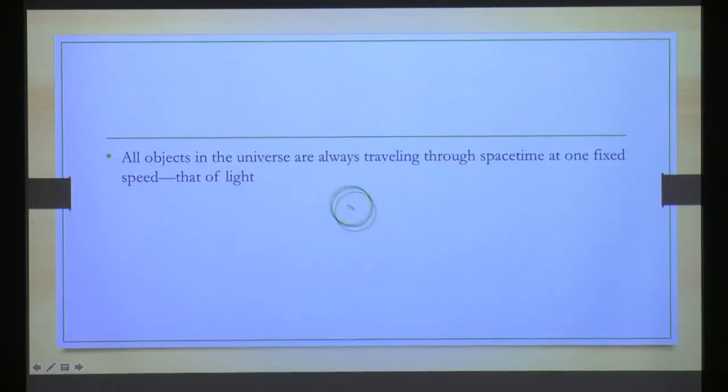So what Einstein said is something very easy. He said all objects in the universe are always traveling through space-time at one fixed speed, that of light. So he went from Maxwell saying that the speed of light was always the same in vacuum to saying we all travel in space-time, not in space, in space-time at the speed of light. Okay? We are all now traveling in space-time at the speed of light.